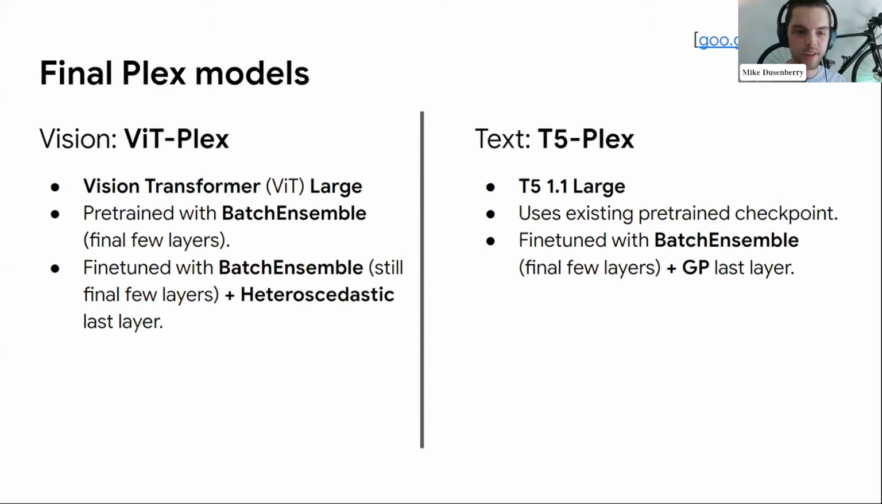When we fine-tune it on downstream datasets, we'll keep the batch ensemble there, but we'll also replace that last layer with a heteroscedastic last layer. And that is our final ViT Plex model. And for text, we're always going to start with a T5 pre-trained model, just a regular one upstream, particularly a 1.1 large. Then we're going to fine-tune that with batch ensemble on the last few layers again, and then with the last layer replaced with the Gaussian process last layer. So these will be our final models, ViT Plex and T5 Plex.